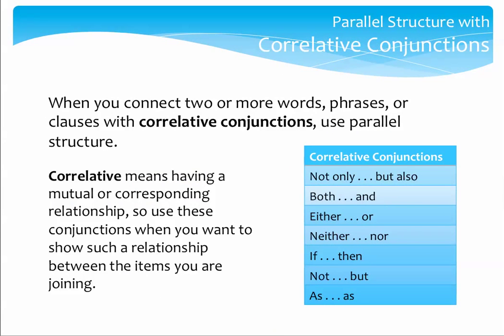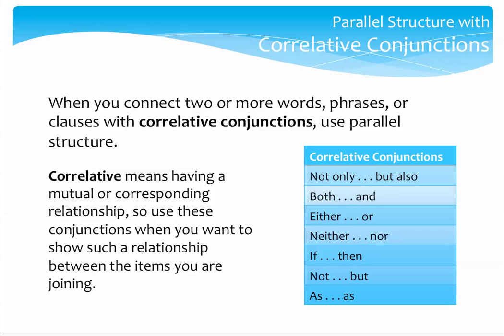Another time it's absolutely imperative that you use parallel structure is when you're connecting two or more words, phrases, or clauses with correlative conjunctions. Correlative means having a mutual or corresponding relationship. So these are the conjunctions that you want to use when you want to demonstrate such a relationship between the items you are joining. The correlative conjunctions are pairs. So it's pairs of conjunctions that are going to join pairs of items, and you want to show that they are corresponding in some way.